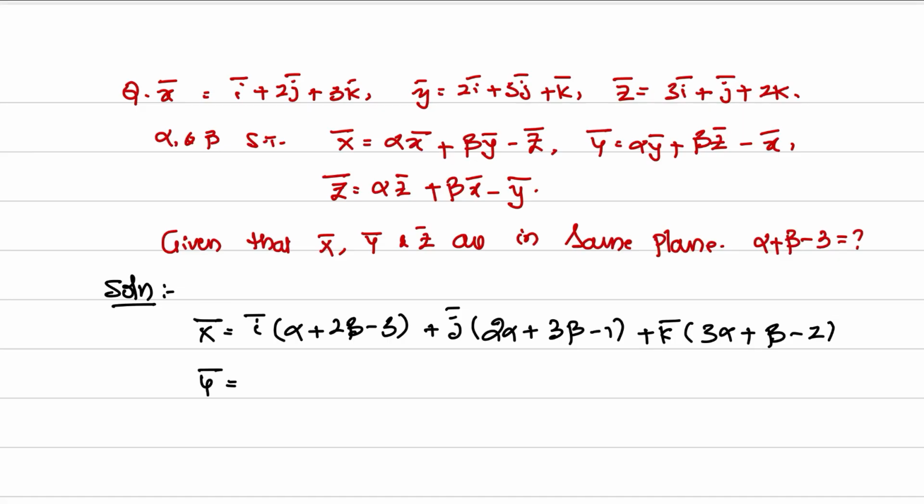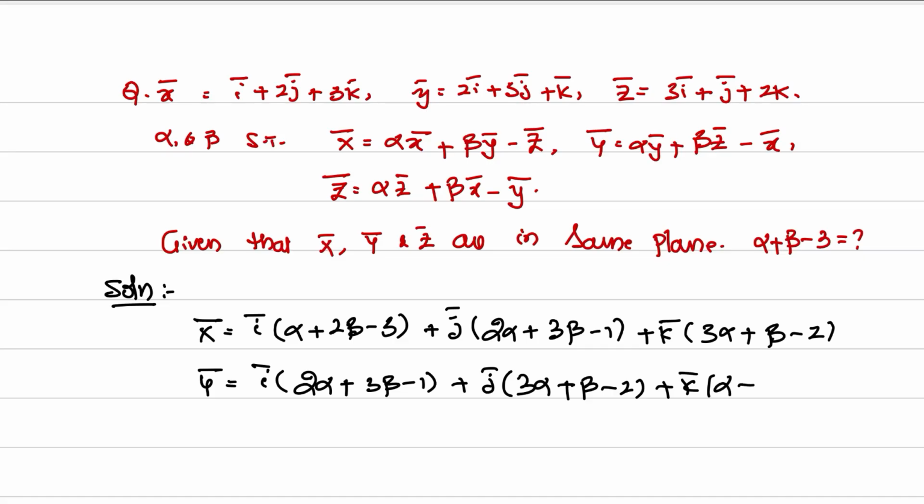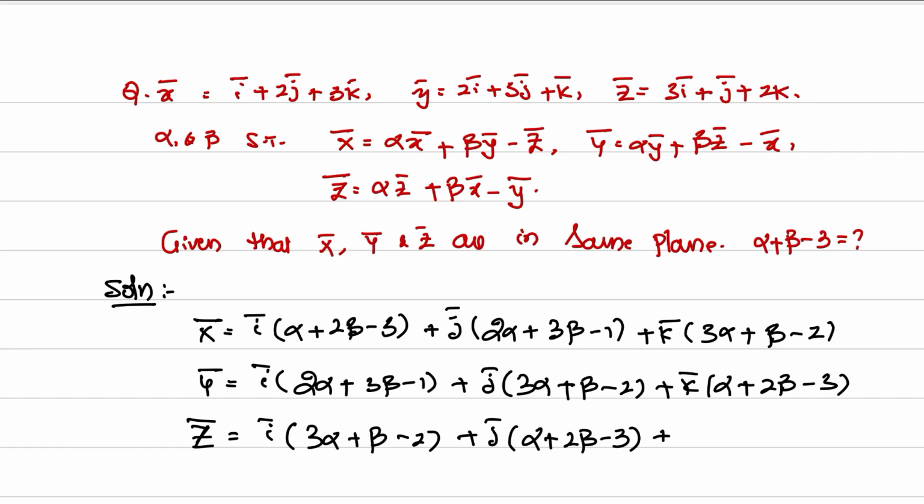Similarly, capital Y is equal to i bar into 2 alpha plus 3 beta minus 1 plus j bar into 3 alpha plus beta minus 2 plus k bar into alpha plus 2 beta minus 3, and capital Z bar is equal to i bar into 3 alpha plus beta minus 2 plus j bar into alpha plus 2 beta minus 3 plus k bar into 2 alpha plus 3 beta minus 1.